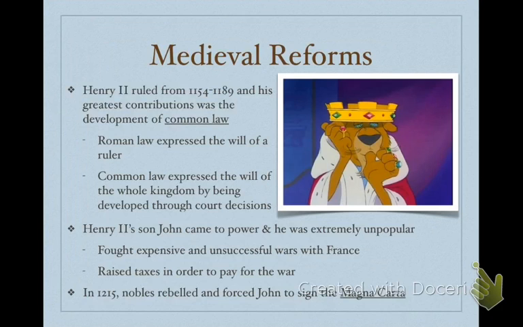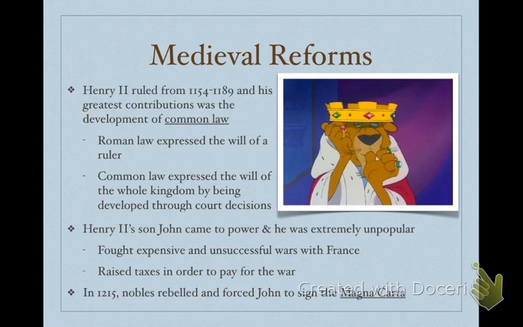So by 1215, nobles rebelled, and they forced John to sign what's called the Magna Carta. And what this does is it limits John's power. We're going to have more information on this to come, but Magna Carta means the Great Charter. And what it does is it's going to make it so that the king doesn't have as much power, and he's going to give over that power to his people, which is some of the ideas that we see in the Enlightenment.